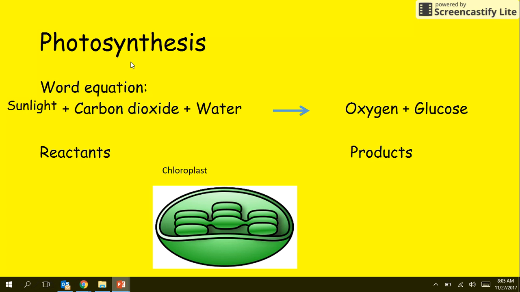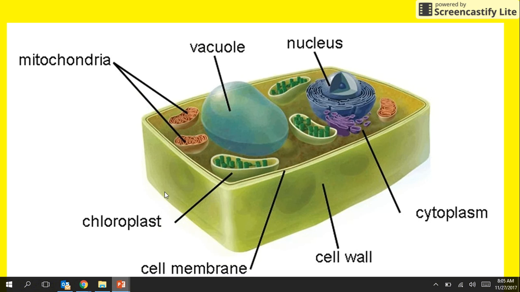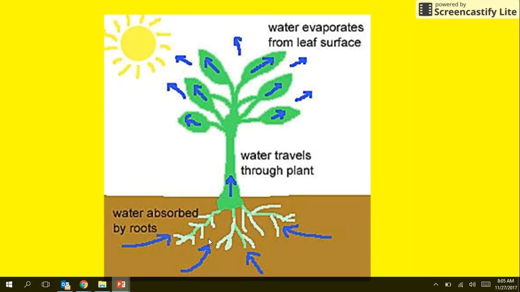Perfect. So the reactants of photosynthesis are sunlight, carbon dioxide, and water. So we know that water is needed in order to make glucose, which is the food. And this happens inside the chloroplast of a plant. Since we are talking about moving water into the cells, can you guess which part of STAAR this is? Perfect. So we're talking about transporting water from the ground through the plant to the chloroplast.